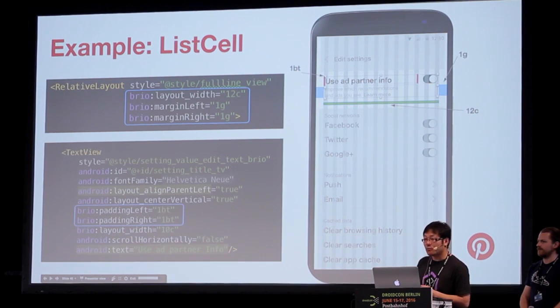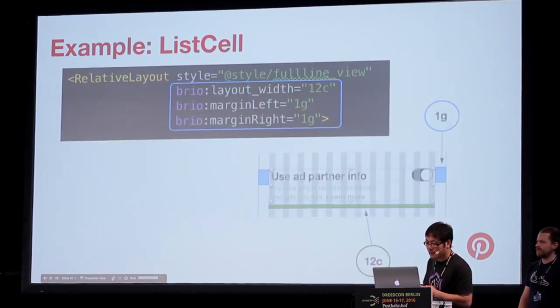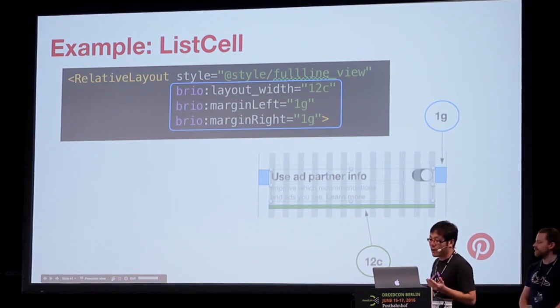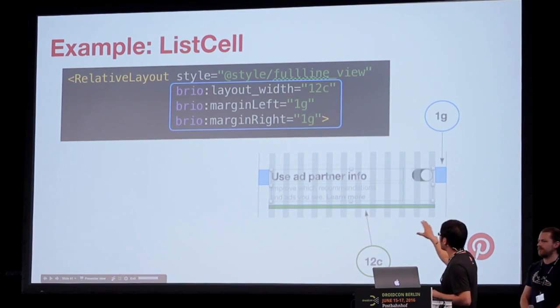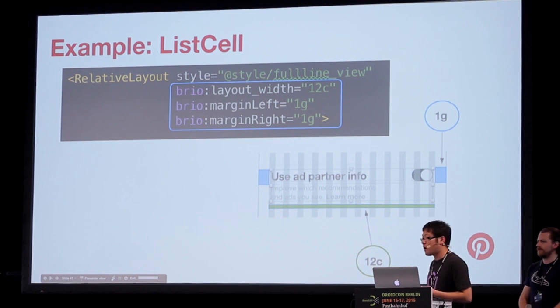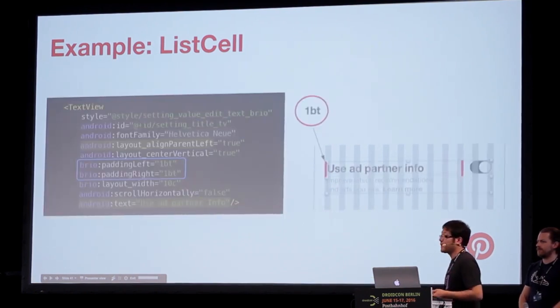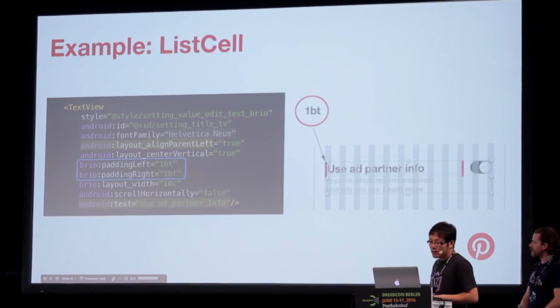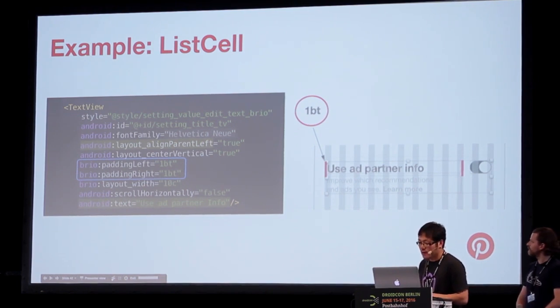So let's look at it more closely. As the XML specifies, the 2 rectangles in blue represent 1 gutter on the left and right margins of the entire cell. And the rectangle in green represents the width of the entire cell, which is 12 columns. The 2 rectangles in red represent 1 Braille point as the left and right paddings of the text view.